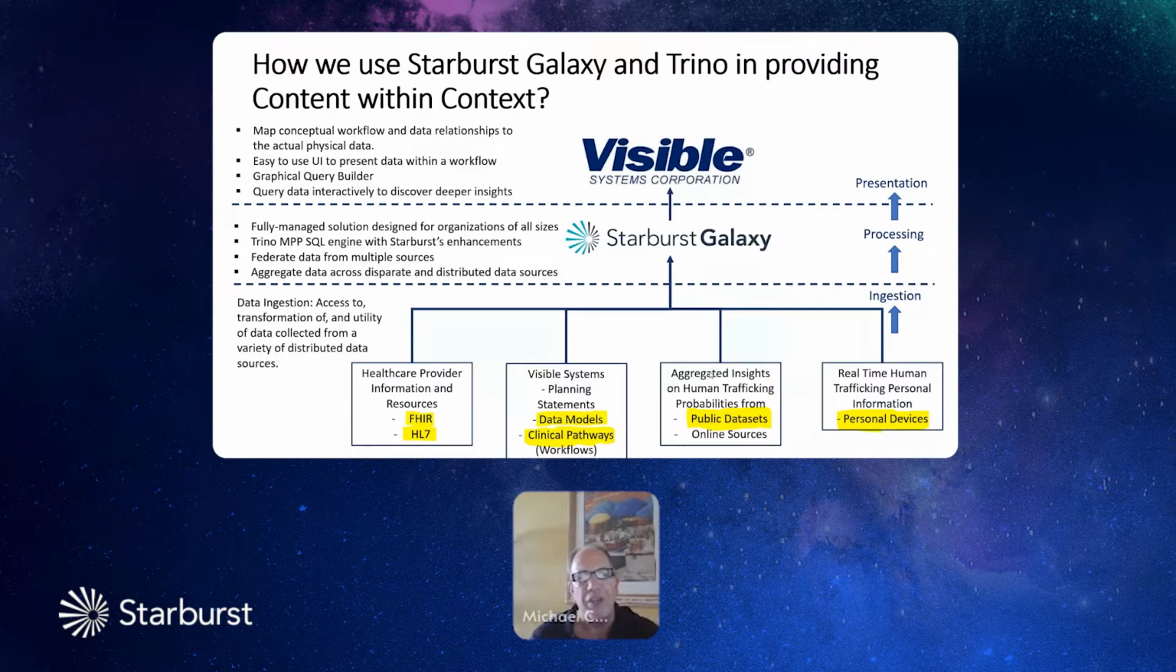That data, therefore, gets ingested, and the middle layer is where Galaxy comes in. Galaxy enables us to connect to those distributed and disparate data sources. And then with that information, through the processing of Starburst Galaxy, that data is made available to our platform, where you, as the user, can interact and run your queries against that data, so that you can use our graphical query builder and interactively drill down on the data, discovering deeper insights as you go along.